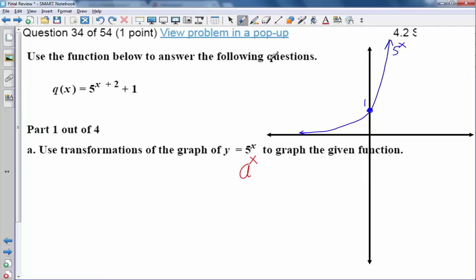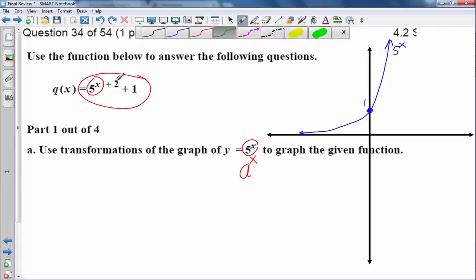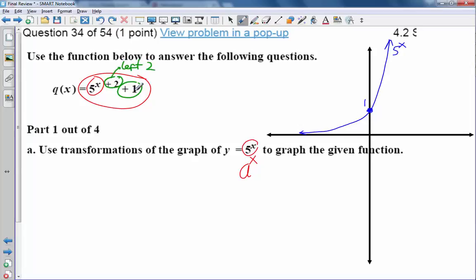The question is, how do I make the picture of this one using the blue curve? You see, they are so similar. They have this part the same. Somebody added a number to x, so the x values shifted, and somebody added a number to the entire function. There are two shifts here. A positive number added to x means left 2, and this is up 1.